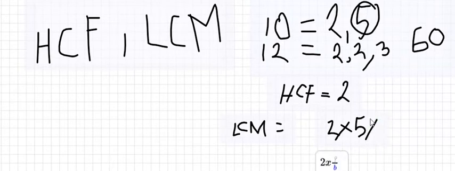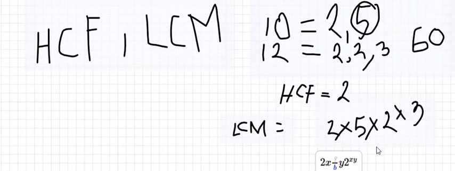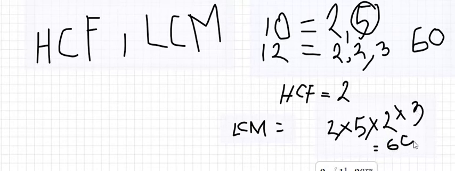Similarly, we'll have to take 2, because only one 2 is common between 10 and 12, but there are two 2's in 12. So the one common factor 2 that we have taken, and the other 2 which is not common, we'll have to take that also. We have taken 2, and the last factor which is not common is 3. So this is the LCM of 10 and 12. When we multiply, 5 into 2 is 10, 10 into 2 is 20, 20 into 3 is 60. So the least common multiple of 10 and 12 is 60.